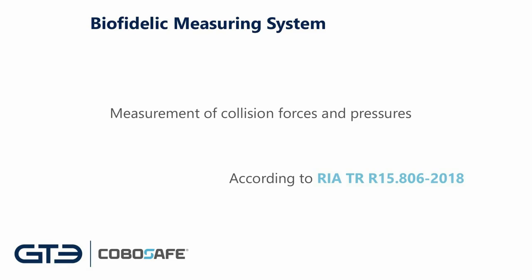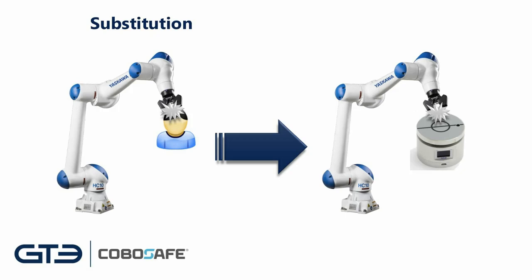So with a force and pressure measurement system, we try to simulate the human body, respectively the human body compression behavior, as realistically as possible. So you can imagine the measuring system like a crash test dummy. That's in general what we are doing.